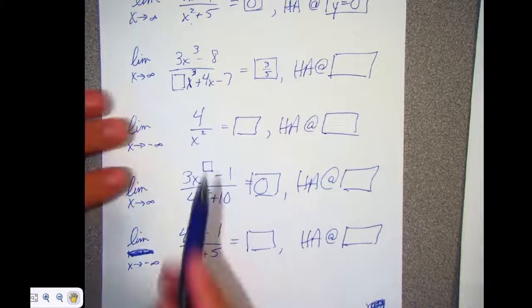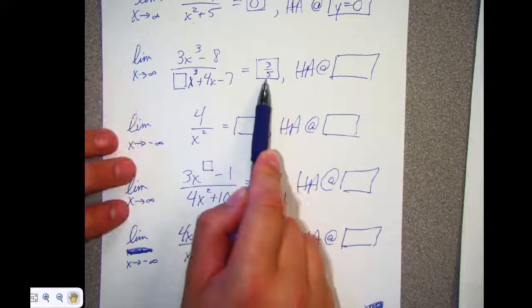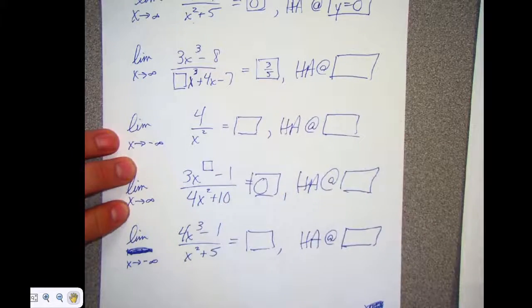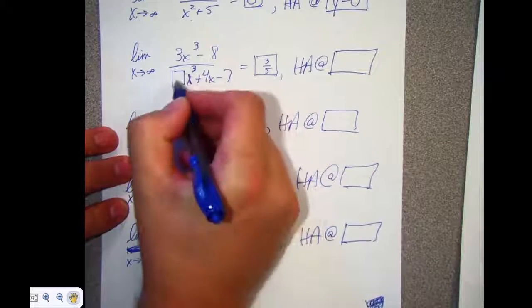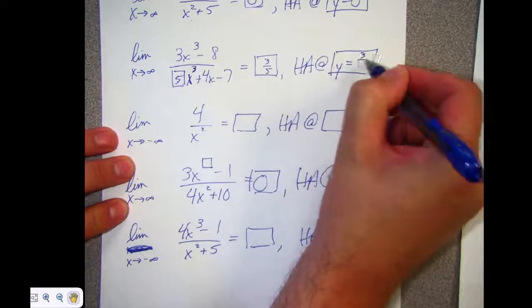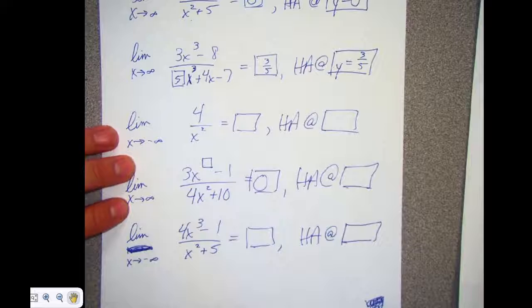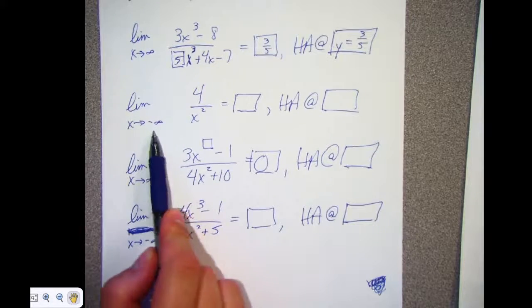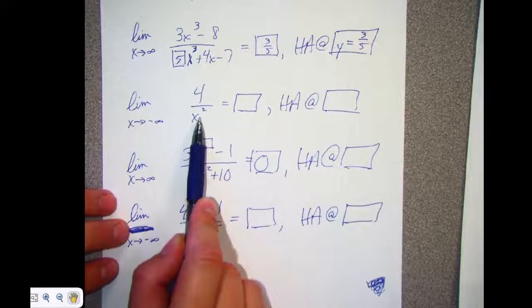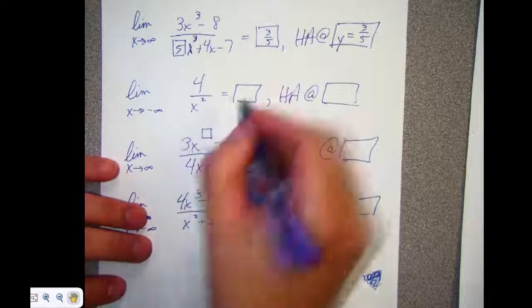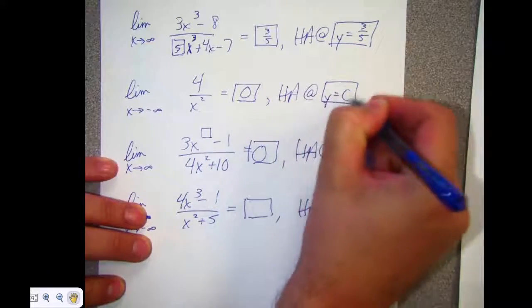Limit as x goes to infinity, they're telling me, or I told you, the limit was 3/5. You know the powers are the same, so you look at the coefficients. So one number had to be a 5, and then your horizontal asymptote would be at y equals 3/5. As x goes to negative infinity, well, the higher power's on the bottom, so I don't really care if it's positive or negative, because it's just going to be 0 anyways. So 0, y equals 0.